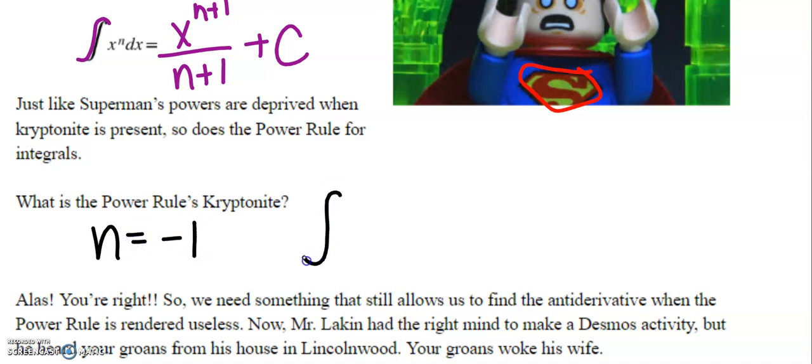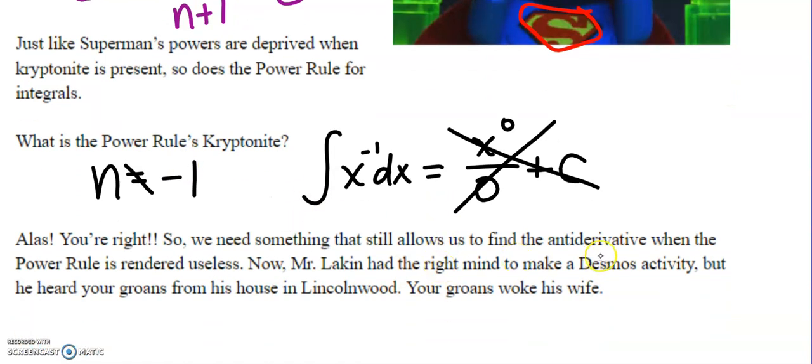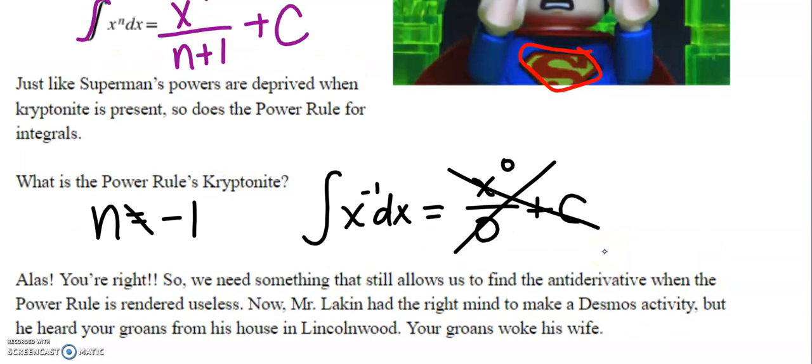The reason for that is if I take the antiderivative of x to the negative first dx and I try to apply the power rule, I would end up with x to the 0 divided by 0 plus c, and this can't happen. So our power rule, n can never be equal to -1. So there's got to be something that still allows us to find the antiderivative when that power rule is rendered useless. So Mr. Lakin was going to write a Desmos activity, but we decided to go a little more straightforward based on recent Desmos history.